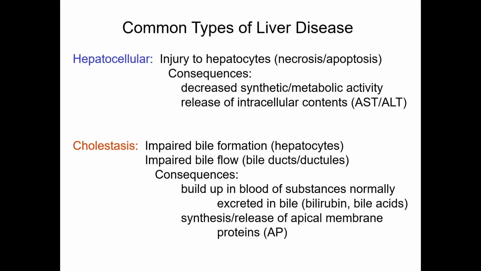to the blood. Also, there can be a situation where there will be synthesis or release of apical membrane protein, so that, for example, your alkaline phosphatase in the wall of your sinusoids can be released into the bloodstream.